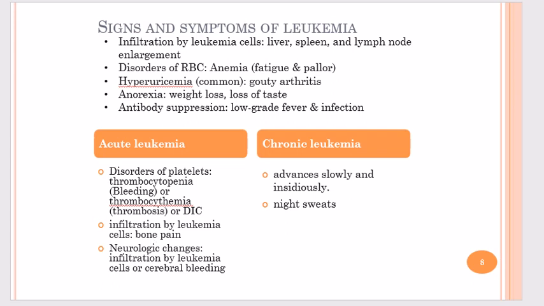With chronic leukemia, some of the common clinical manifestations include night sweats. But with chronic leukemia, again, this is related to staging, it advances slowly and sometimes insidiously, where it can come on out of nowhere.